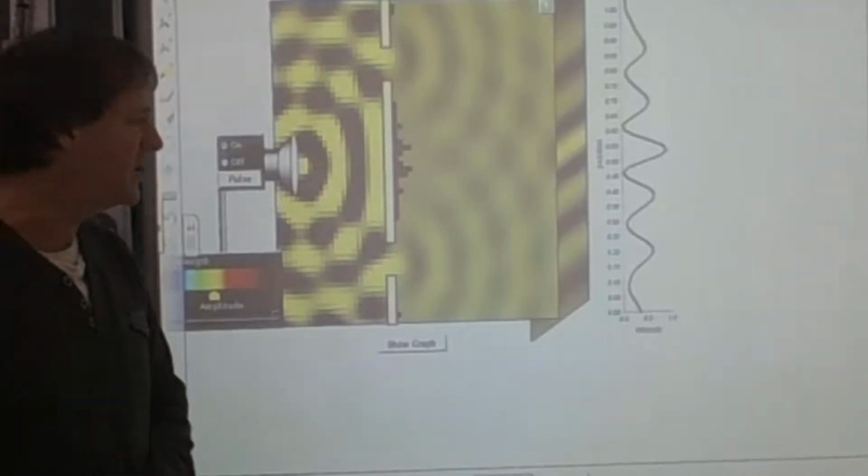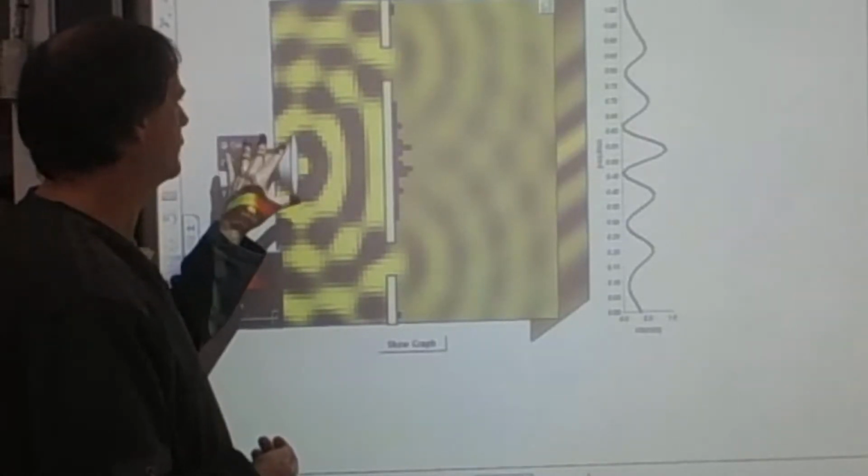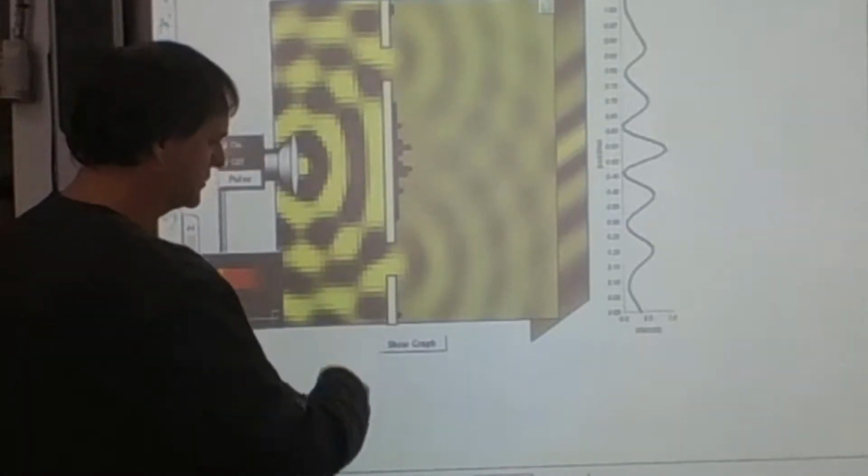Now we've done this before last year, this idea that you have a wave source or sound source here that goes to two slits or two sources.